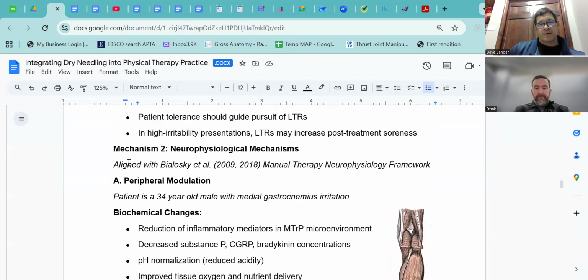Neurophysiological mechanisms, it's a good thing to do. We covered that in one of the first articles we did, Joel Balaski's article, which has been published twice now. And that's a neurophysiological framework of how needling works. So it is good to know from these two concepts, where we really focused on some of the peripheral aspects more today, which is great.